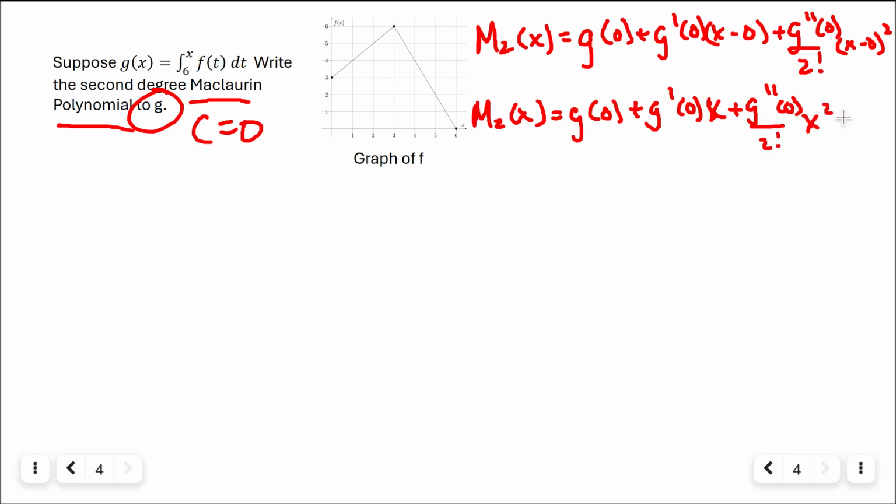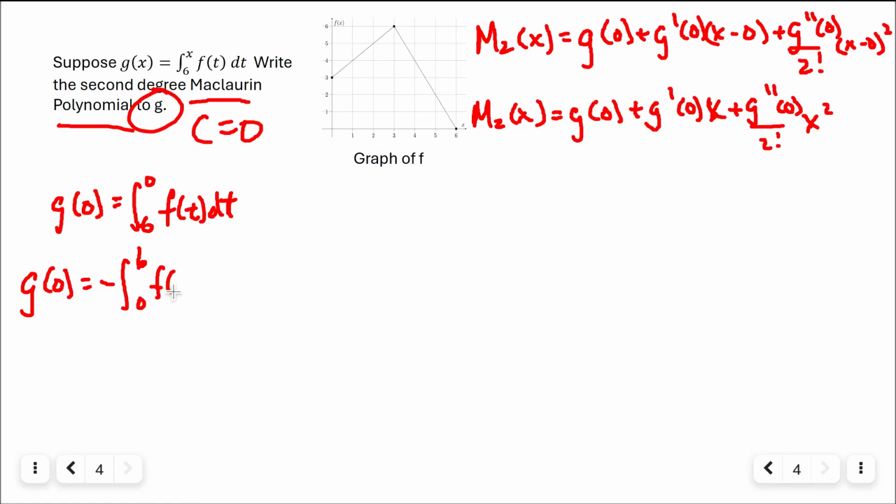Okay, so now to be able to do this, I need to calculate g of 0, g prime of 0, and g double prime of 0. Well, let's start with g of 0. So g of 0 is the integral from 6 to 0 of f of t dt. Well, how am I going to calculate that? This is the graph of f. How do I calculate the integral from 6 to 0 of f of t? Well, this means find the area. Integral means find the area under the curve of f from 6 to 0. But the bounds are backwards, so I have to negate this thing to reverse the bounds.